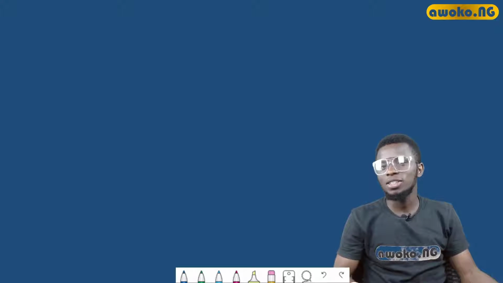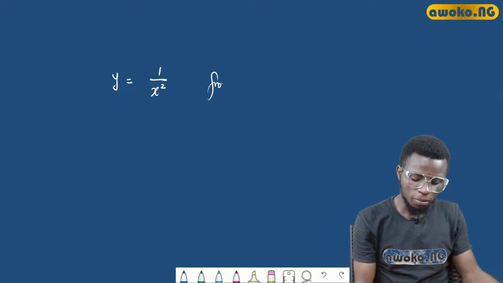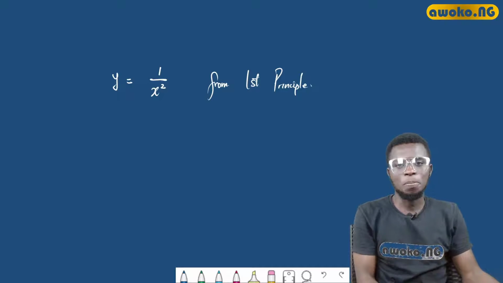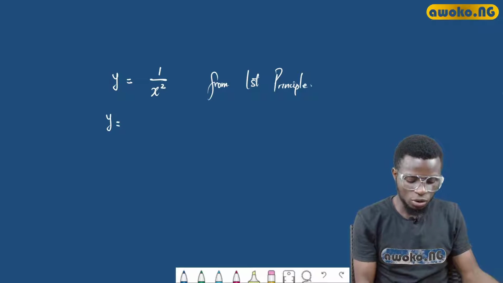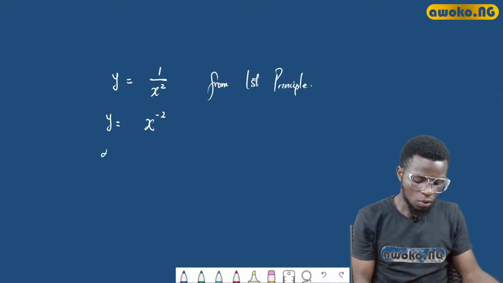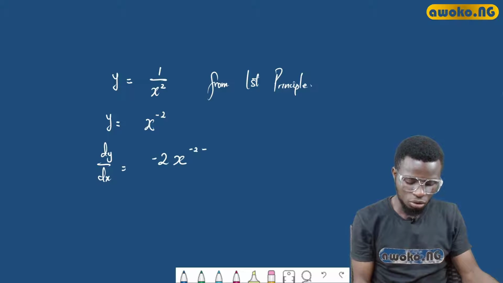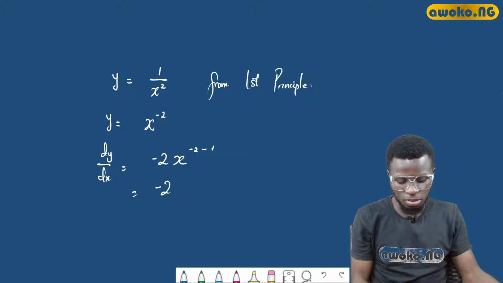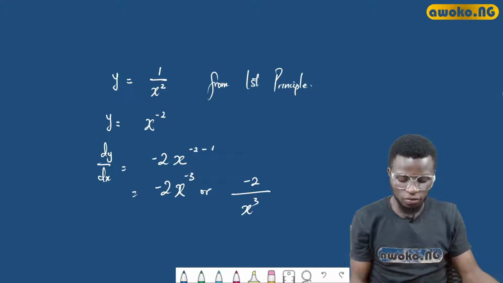Let's say you are asked to differentiate this function, y equals 1 over x squared, from first principle. Comparing it to what we have using the formula method, we can say y is also equal to x raised to the power of minus 2 from indices, and dy/dx will give us minus 2x raised to the power of minus 2 minus 1. This gives us minus 2x raised to the power of minus 3, or minus 2 all over x raised to the power of 3.